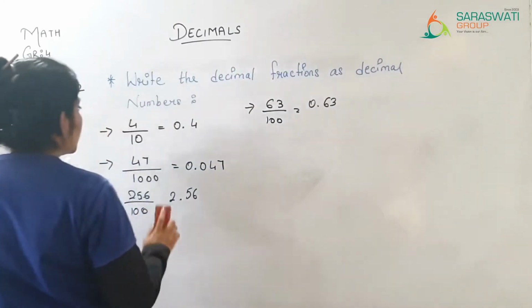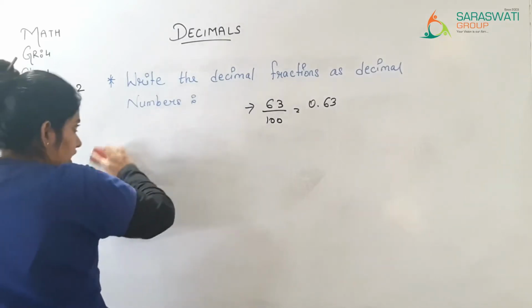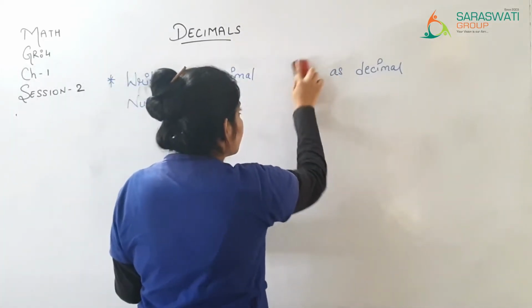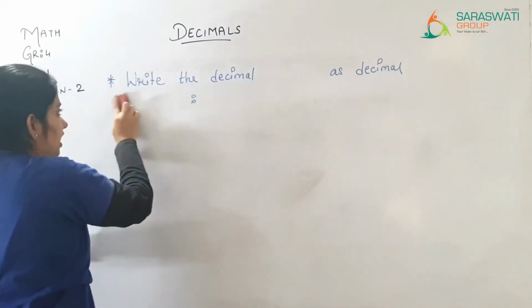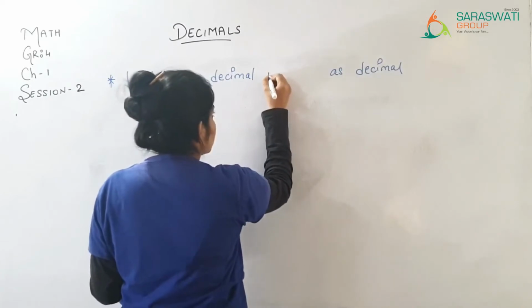Now you have to do the reverse. Here we converted decimal fractions into decimal numbers. Now you are supposed to write the decimal numbers as decimal fractions.